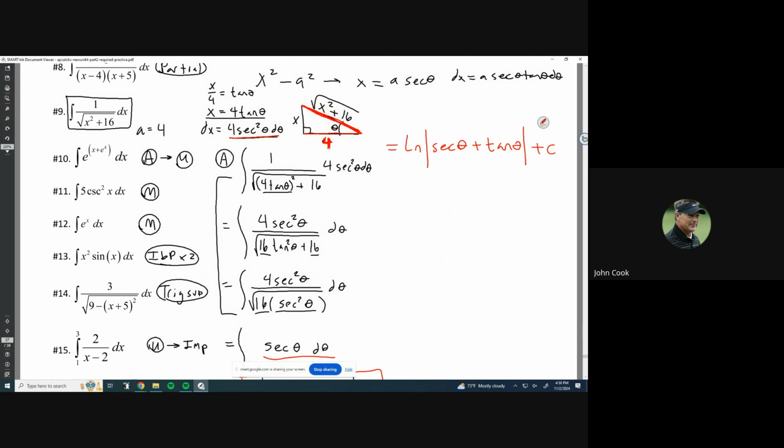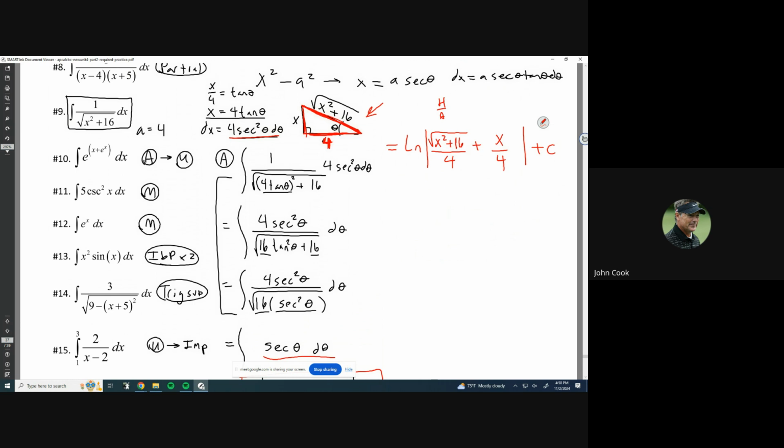So what we do is we go over to our triangle over here, and we just replace these ratios. So secant is the hypotenuse over the adjacent side. So the hypotenuse on my triangle is the square root of x squared plus 16. The adjacent side of my triangle is 4, so that just becomes the square root of x squared plus 16 over 4. And tangent is the opposite side over the adjacent side. So it's going to be x over 4. And then I can just leave it like this. That's my completed antiderivative using trig substitution.